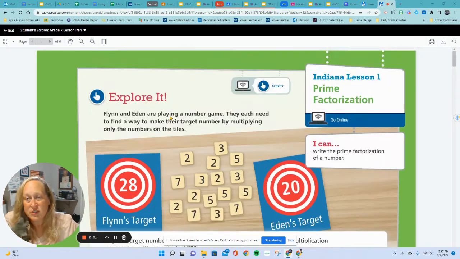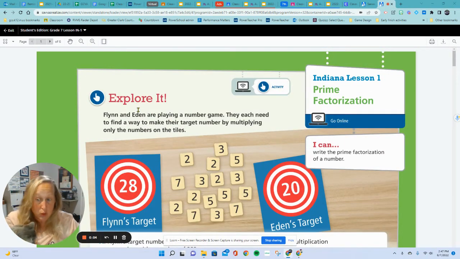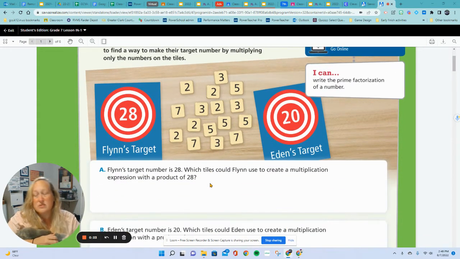Okay, this is our introduction. It says explore it. Flynn and Eden are playing a number game. They each need to find a way to make their target number by multiplying only the numbers on the tiles. So Flynn needs to make 28 and Eden needs to make 20, but they can only use these tiles.